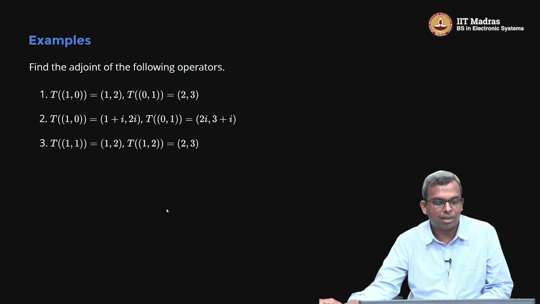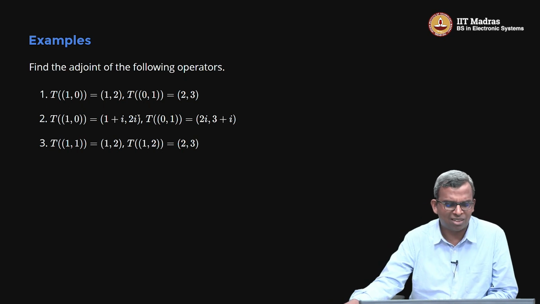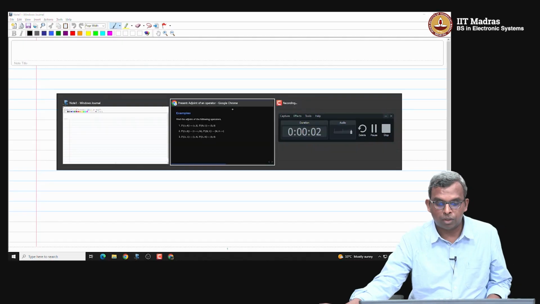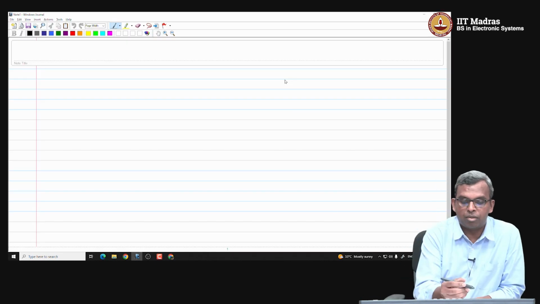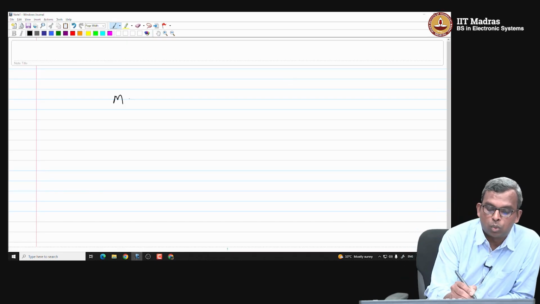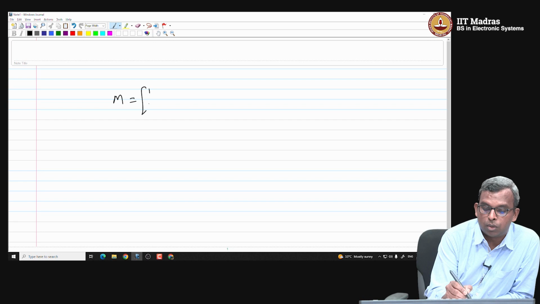Here are examples. I'm not going to go through this in detail. It's quite simple. I'll only do the last one. The first one is very easy. 1 0, 0 1 is already an orthonormal basis. There's no problem here. So, you can just write 1, 2, 2, 3. If you see the first thing here, the matrix you have here is with respect to 1 0, 0 1. So, 1, 2, 2, 3. So, the basis is 1 0, 0 1.